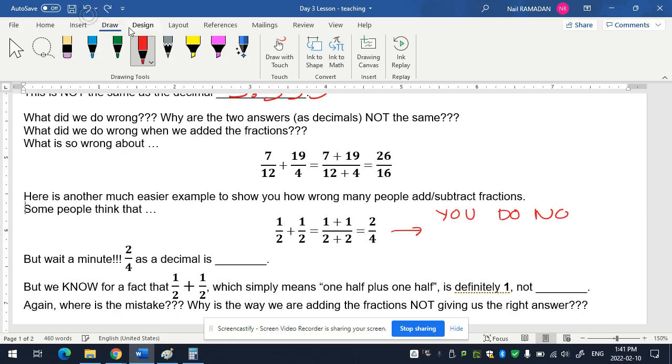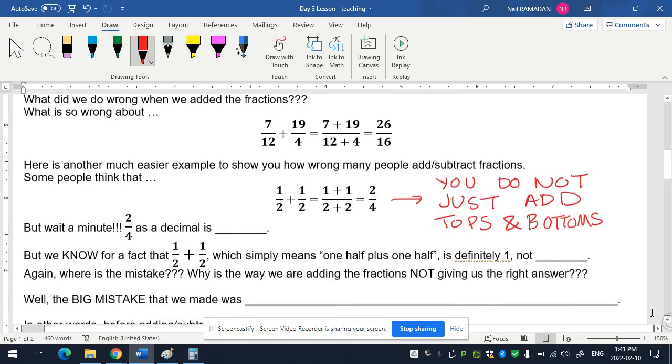You do not just add tops and bottoms. By the way, I'm a big fan of telling you the big words once, like numerator and denominator, but then just using easy words. And the easy words for today are tops and bottoms. You do not just add tops and bottoms.